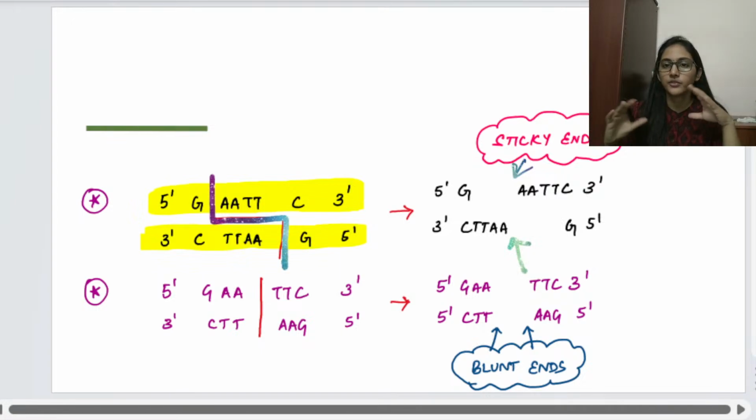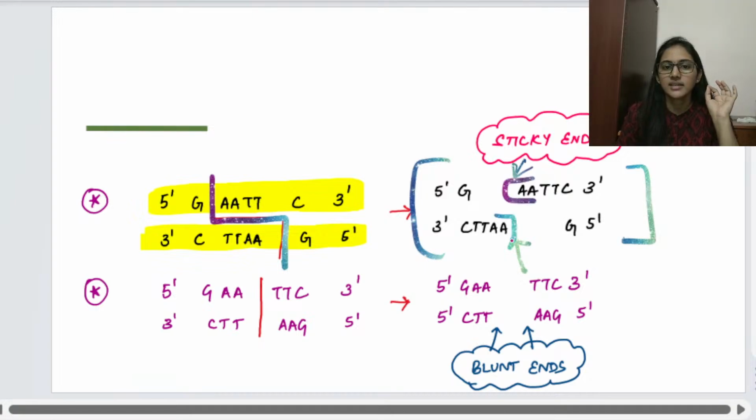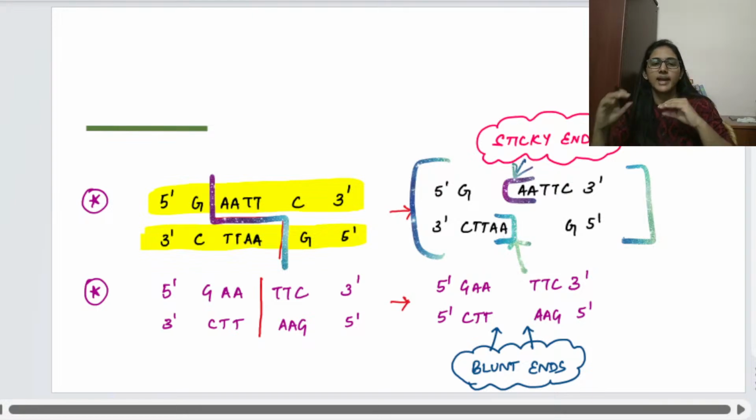So it cuts at different places. It doesn't cut straight away. It cuts at different places in the two strands of your double-stranded DNA. So in that case, look at the product that we have got. And there are hanging ends which are present because of this kind of uneven cut, right? Those ends are called the staggered ends, or the hanging ends, and those are sticky ends.